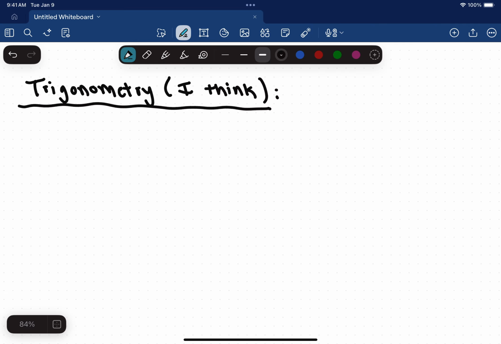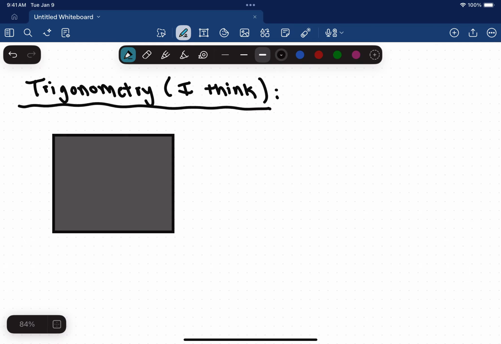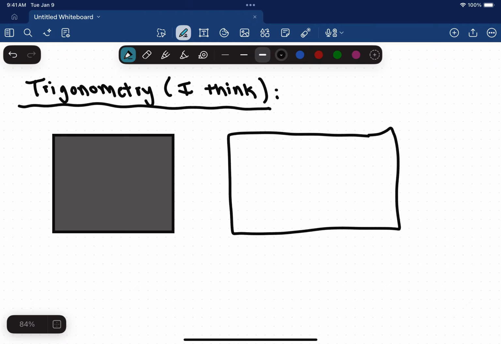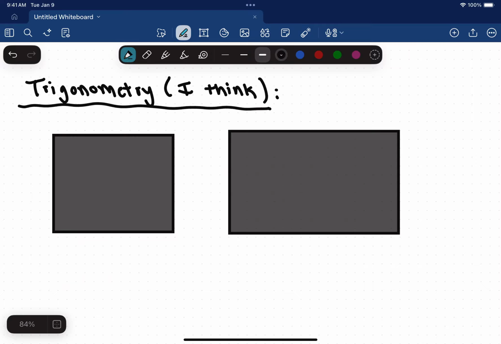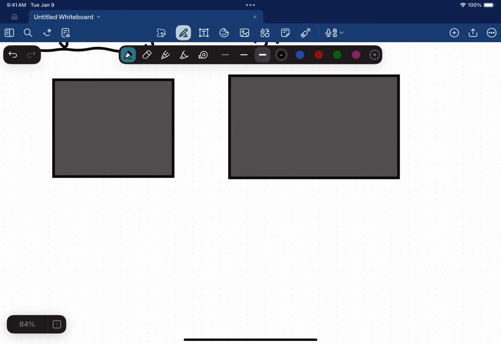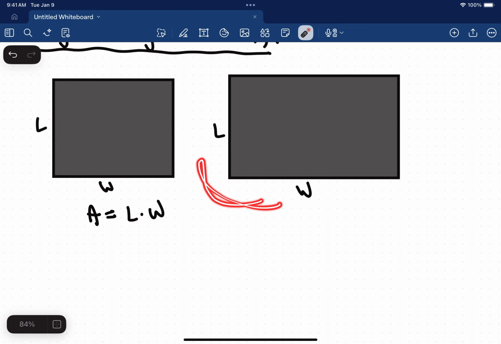I'd assume that everybody already knows how to calculate the area of a square and the area of a rectangle. I hope. And if you don't know, it is A equals length times width. This could be length, this could be width, and these two can just interchange.